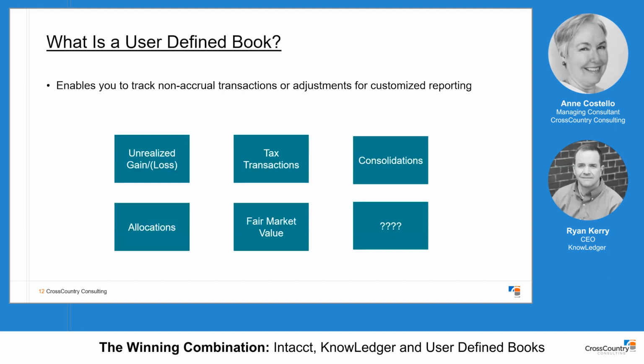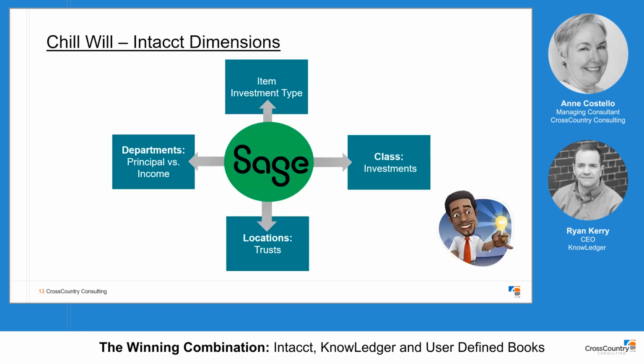So what is a user-defined book? For most accounting systems, you have your main accrual book. But sometimes you have transactions that you want to layer on that you don't want in your accrual book. For example, tax transactions, allocations. And in the case of many of our family offices, they want to keep the unrealized gains and losses out of their accrual books. So this is a way of layering those transactions and then reporting your data.